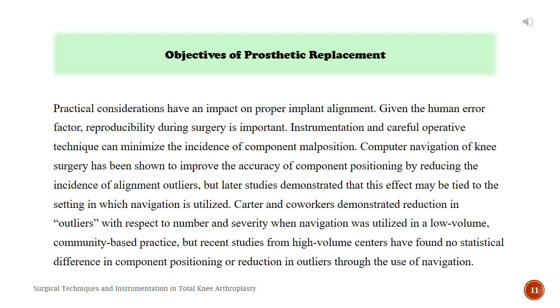Carter and co-workers demonstrated a reduction in outliers with respect to number and severity when navigation was utilized in a low-volume, community-based practice, but recent studies from high-volume centers have found no statistical difference in component positioning or reduction in outliers through the use of navigation.